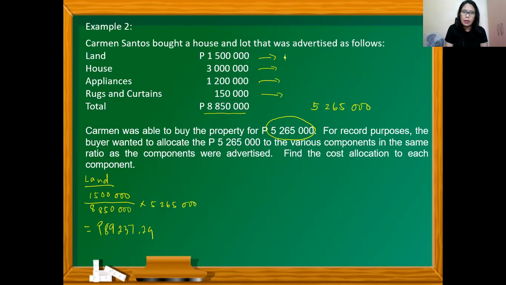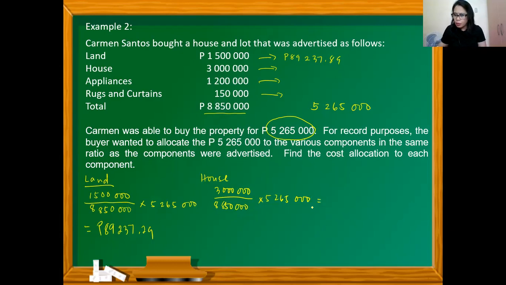So this is 89,237.89. And then for the house, this is 3 million over 8,850,000 times 5,265,300.